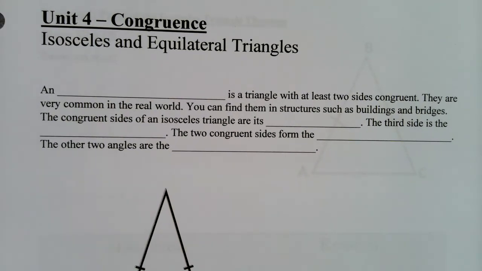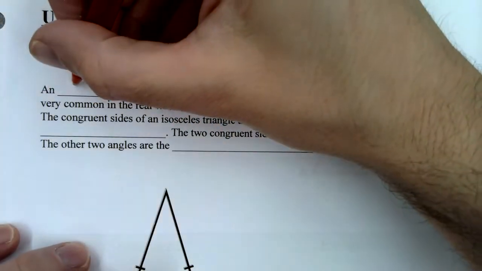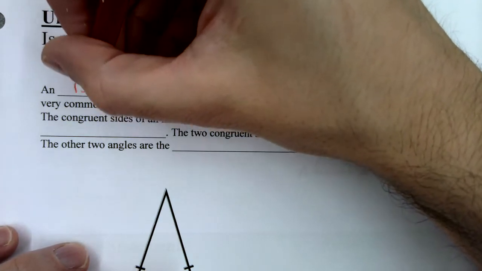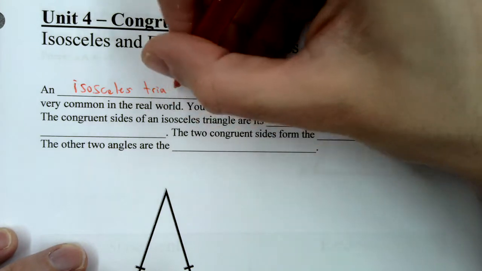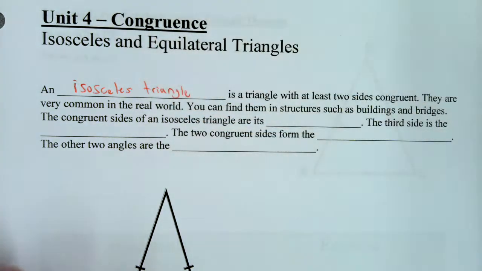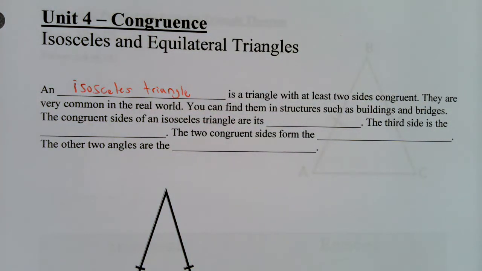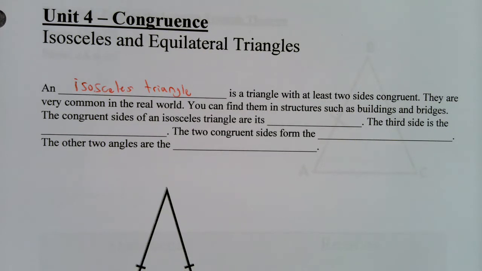Okay, so this is the next lesson in geometry. It's called Isosceles and Equilateral Triangles. Okay, so its first definition is an isosceles triangle is a triangle with at least two sides congruent. Now, some people will say isosceles triangles have to have exactly two sides congruent, and some people say at least two sides congruent, so I just put that one, okay?